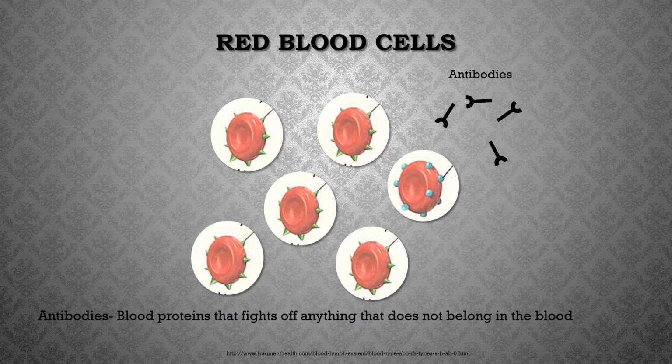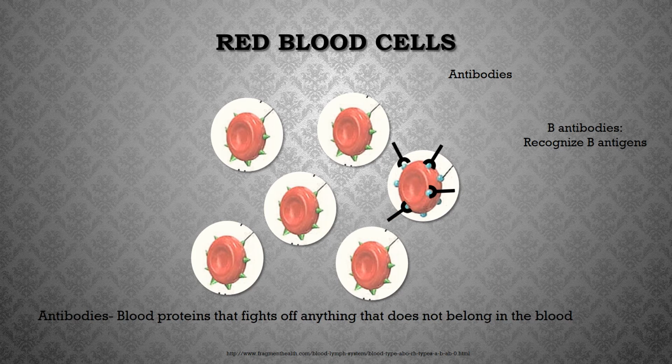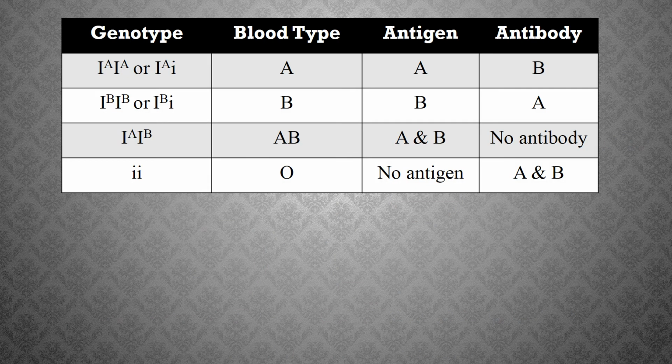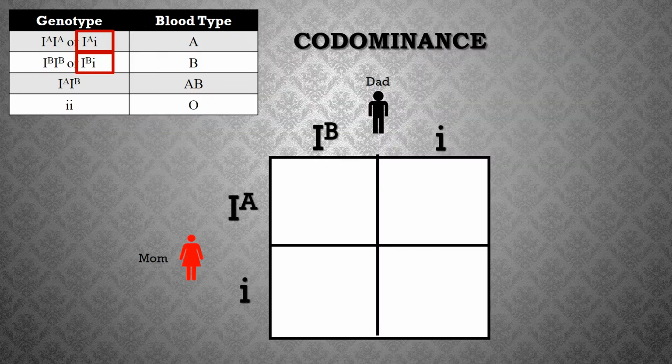So these antibodies are going to recognize the B antigen. They're going to bind to it, and then all of the red blood cells with the B antigen are going to go ahead and clump together. So this is a summary of the genotype, blood type, antigen, and antibodies. I want you to finish filling out this chart on your worksheet.